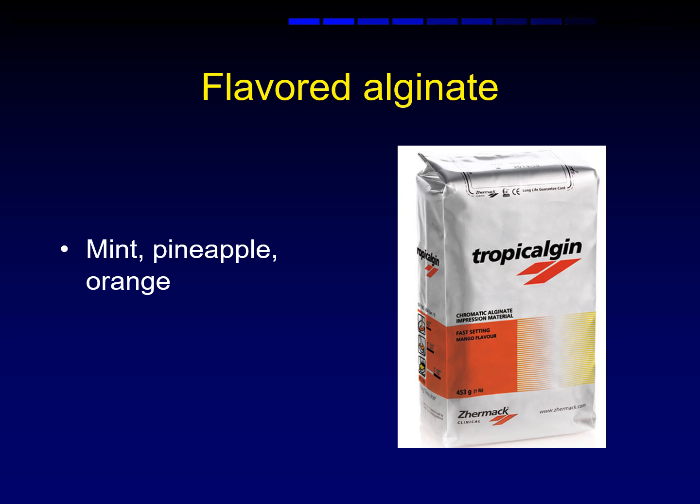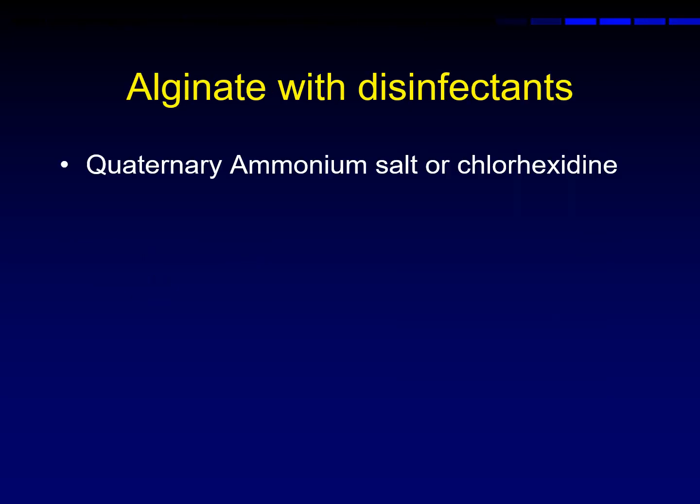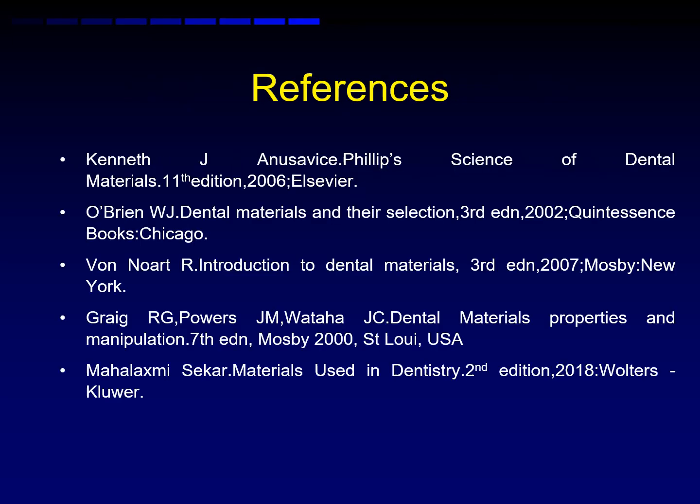The next one is flavored alginate. Flavors like mint, pineapple, or orange are added. This flavored alginate is mainly helpful in pediatric dentistry for making impressions in children. Alginate with disinfection. Nowadays, many patients are reported with syphilis, HIV, and hepatitis B. To avoid cross contamination, now alginate is coming with disinfectants, mainly quaternary ammonium salt or chlorhexidine.